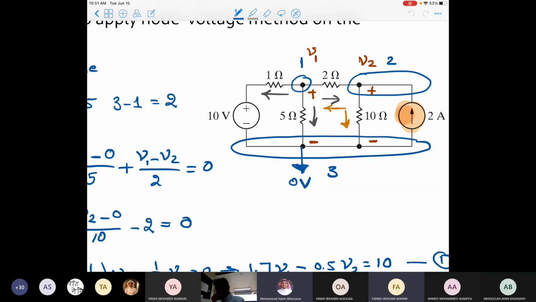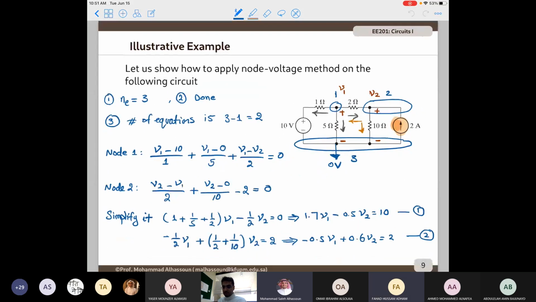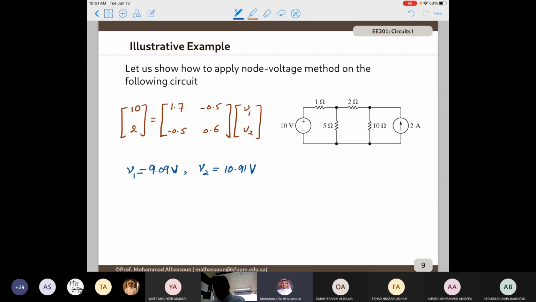Okay, this is an excellent question because we apply KCL independently in each node. So we assume each time that the current is leaving the node. Thank you. Okay, good. Okay, very good.